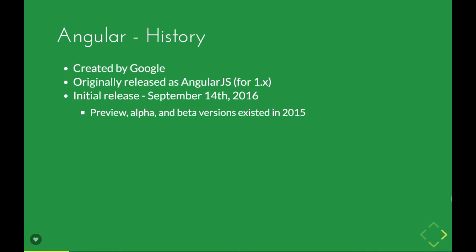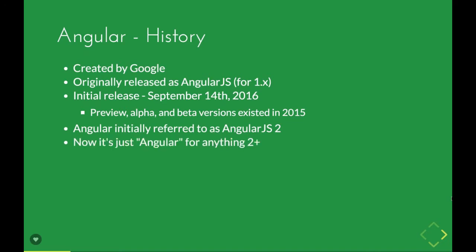So Angular by itself hasn't necessarily been around a ton of time, right? An initial release of preview, alpha, and beta versions, of course, existed in 2015. But around this time in 2016 is when we really started to get some decent action coming out of the 2.x release. It was initially referred to as AngularJS 2 or 2.0, whatever it might be, but now they kind of rebranded, so you just have Angular for anything 2+.